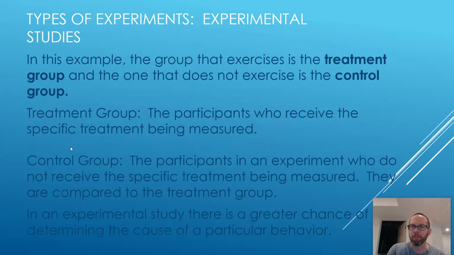In this example, as in all experimental studies, the group that exercises we call the treatment group, the participants who receive the specific treatment being measured. And the one that does not exercise is the control group. It's the participants who don't receive the treatment, and they're compared to the treatment group. In an experimental study, there's a greater chance of determining the cause of a particular behavior as opposed to observational, because you're controlling as many other variables as possible. It's therefore easier to make an inference if what you're doing is having an effect.